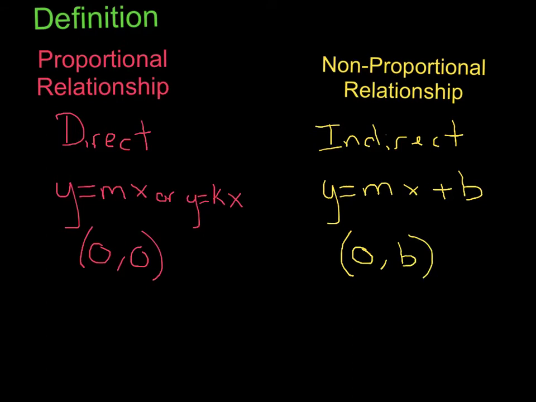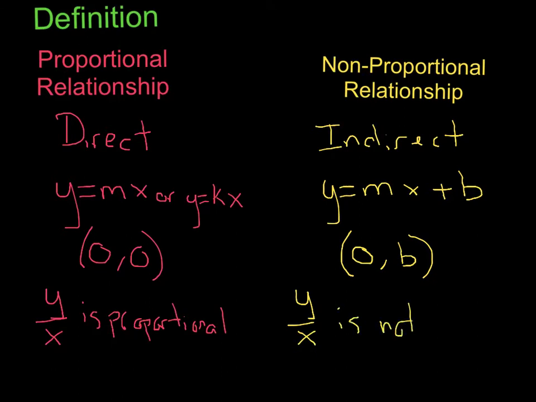And in a proportional relationship, the reason it is called proportional is because when you take y divided by x at any point in a proportional relationship, that ratio is proportional. And then the opposite, obviously, is when you take y divided by x, it is not proportional. So that is the difference between a proportional and non-proportional relationship.